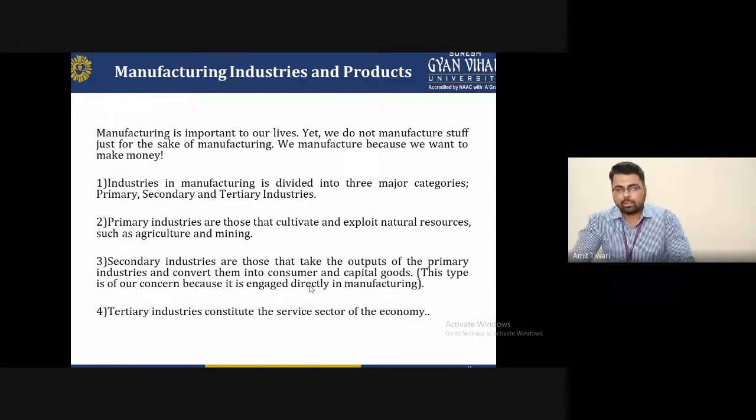So what basically happens in primary and secondary? Primary industries cultivate and exploit the natural resources for agriculture, mining, etc. But the secondary industry takes the output from the primary and converts it into consumer products and capital goods. This is our concern because it is engaged directly in the manufacturing zone.